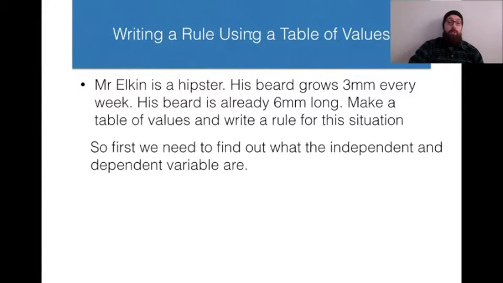So here's our practice problem. So Mr. Elkin is a hipster, clearly. His beard grows 3 millimeters every week. His beard is already 6 millimeters long. So you need to make a table of values and write a rule for this situation.